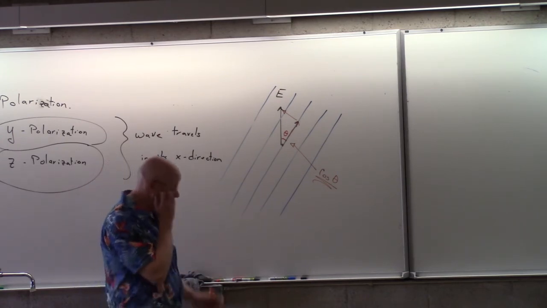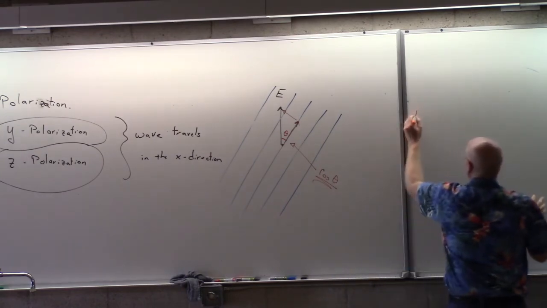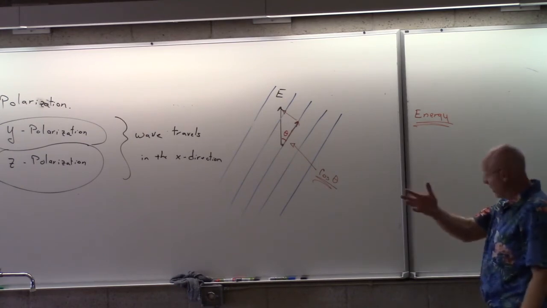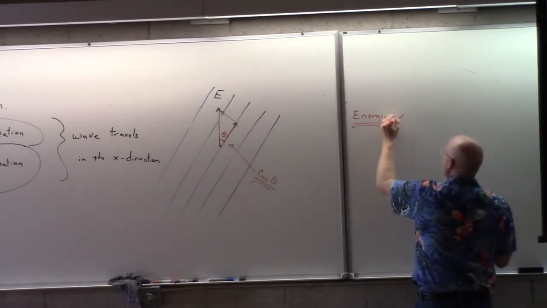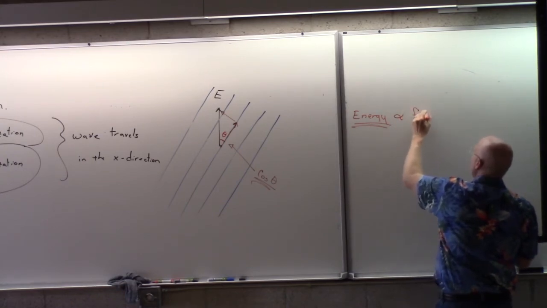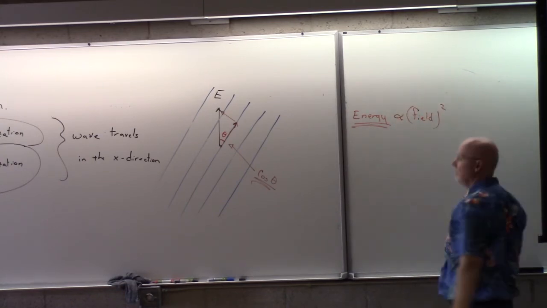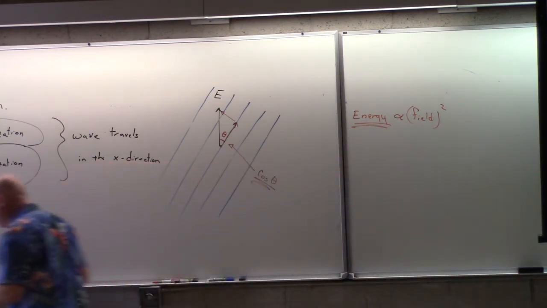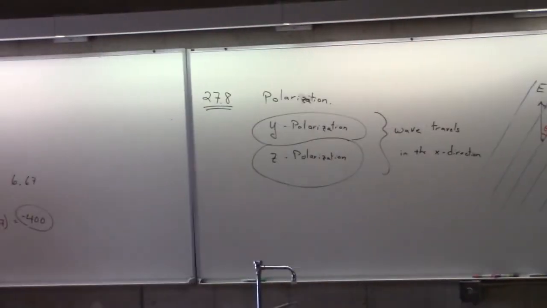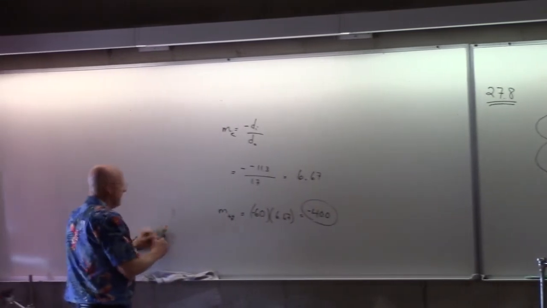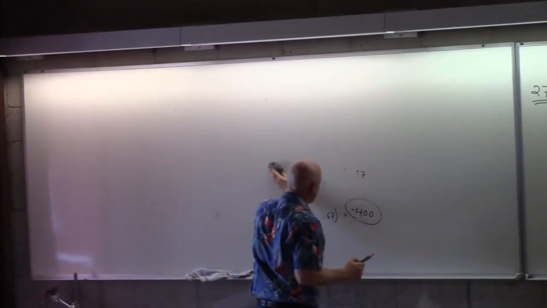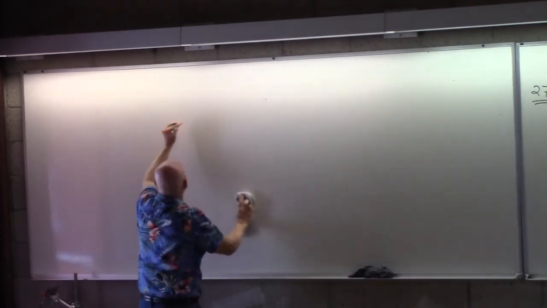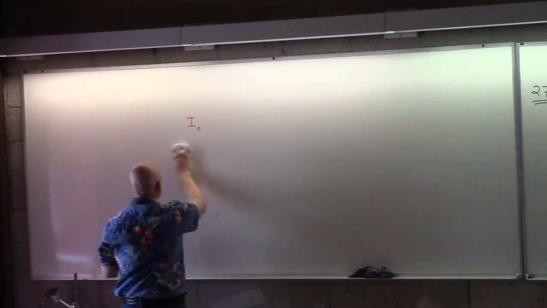Now, maybe one more step should be made here, because as we go back to our chapter on electromagnetic waves, chapter 24, we said the energy was proportional to the field squared. So what that would mean mathematically is that if the intensity is coming towards my polarizing sheet, let me call it I naught.